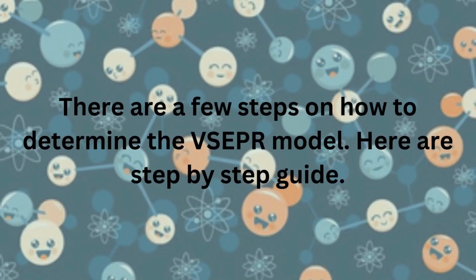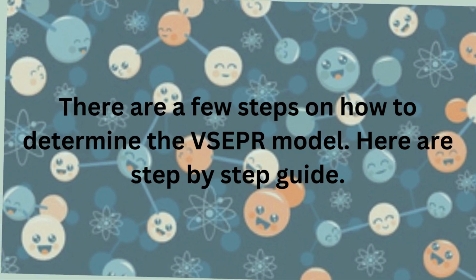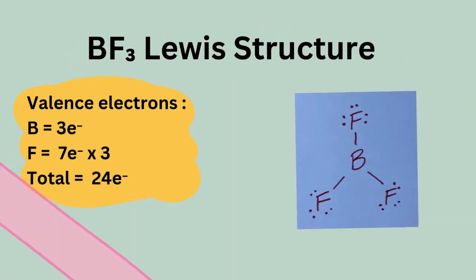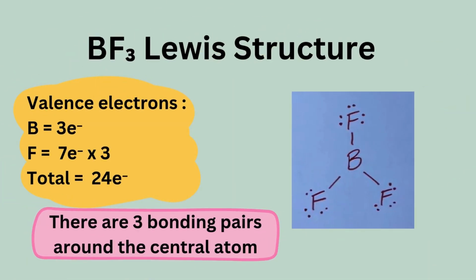So now I'll be sharing about how you determine the VSEPR model. First, we'll be starting by drawing the Lewis structure. Here is an example of how you determine the VSEPR of boron trifluoride, starting by counting the total number of valence electrons.